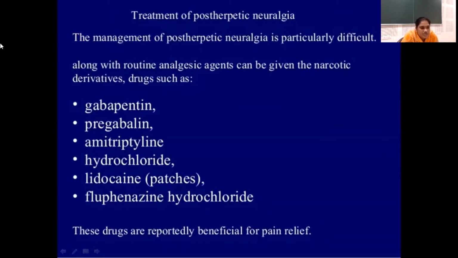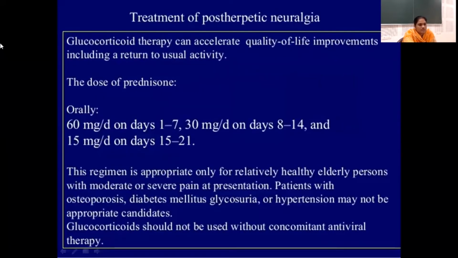So for the treatment of neuralgia, gabapentin, pregabalin, amitriptyline are the drugs used to relieve the pain. And the glucocorticoid therapy can accelerate the quality of life improvements, including the return to the usual activity. The dose of prednisone is 60 mg per day on days 1 to 7, later 30 mg per day from day 8 to 14, and 15 mg per day from the 15th day to the 21st day.